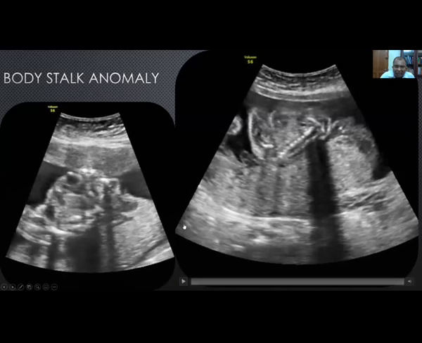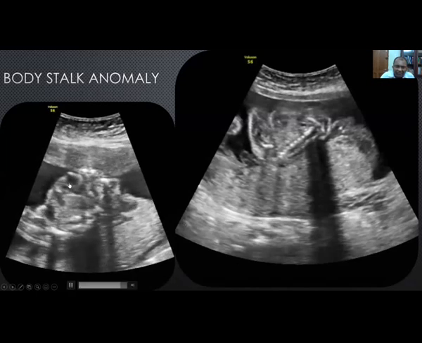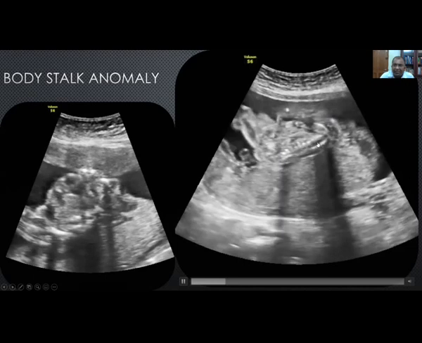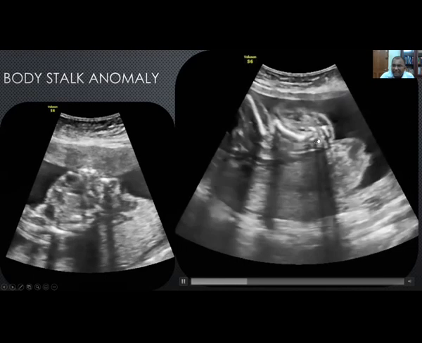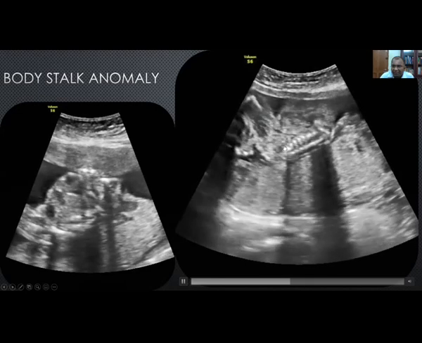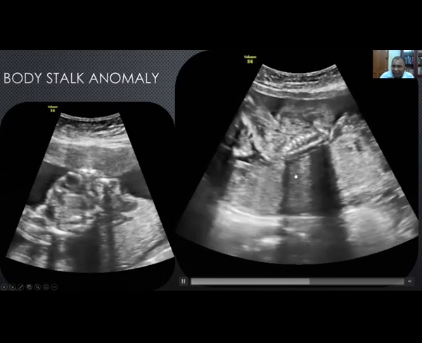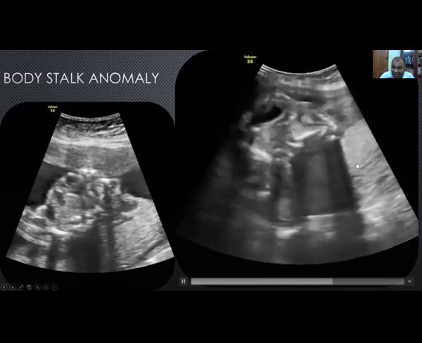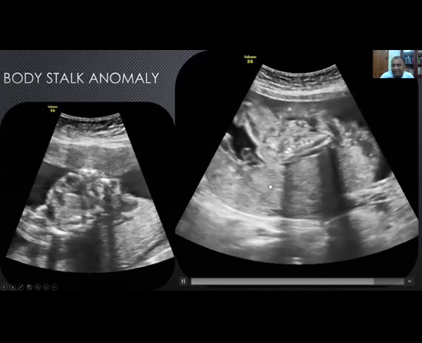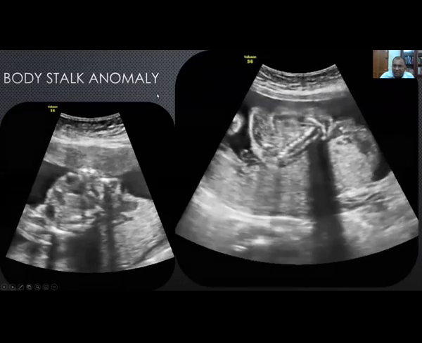Now, this is a body stalk anomaly. Severe disruption of the ventral wall, a thoracoabdominal defect, the heart is seen bulging out. There is severe kyphoscoliosis. You cannot see the entire extent of the spine, but you can see the amount of scoliosis that's happening there. Kyphoscoliosis. The umbilical cord is short. The fetus is attached to the placenta. And these are lethal abnormalities.